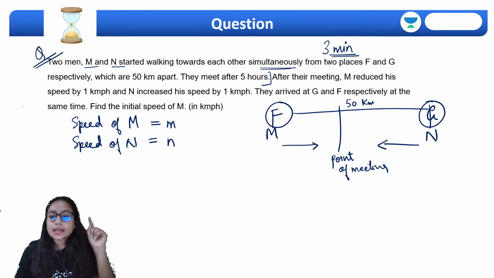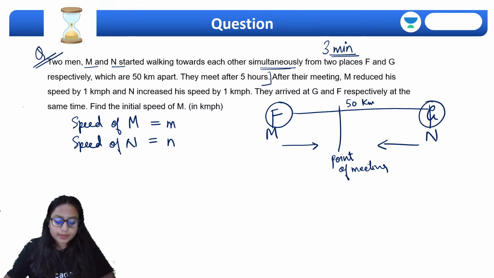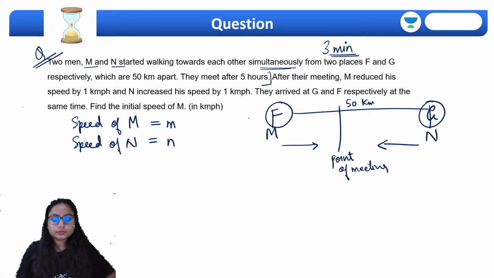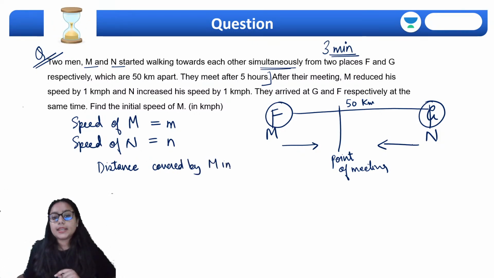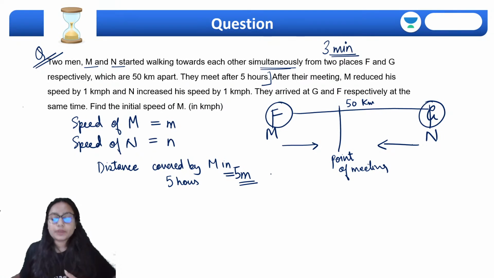Tell me the distance covered by M in 5 hours. Yes, please answer. Distance covered by M in 5 hours will be equal to speed into time. What is the speed? M. What is the time? 5. So this is 5m. Am I right? Is this step clear to everyone?